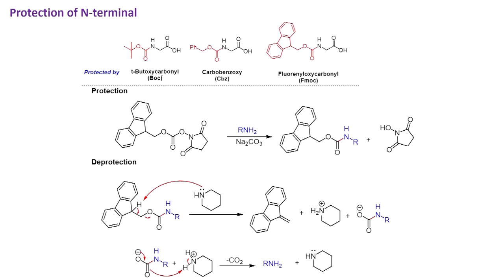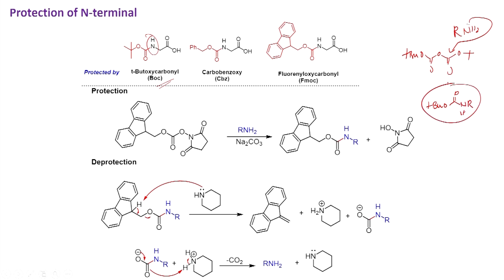In the case of the amino group, these are the common protecting groups we use for the protection of the amino group. Here, the tertiary butoxycarbonyl group, the anhydride is available. So you can react with amine. So in this way you can try to protect this amino group.